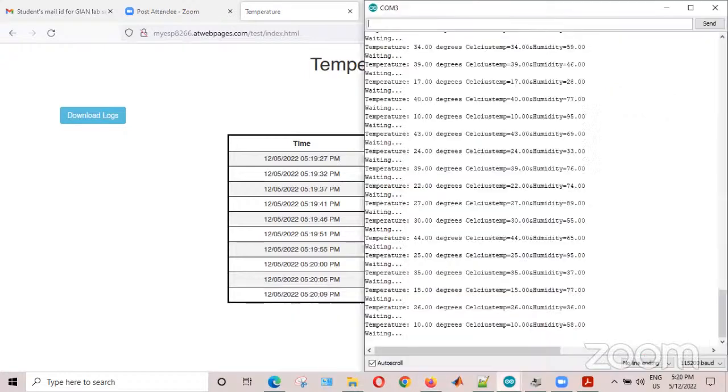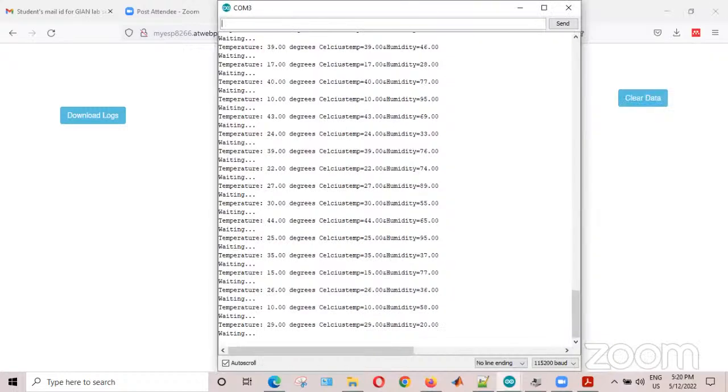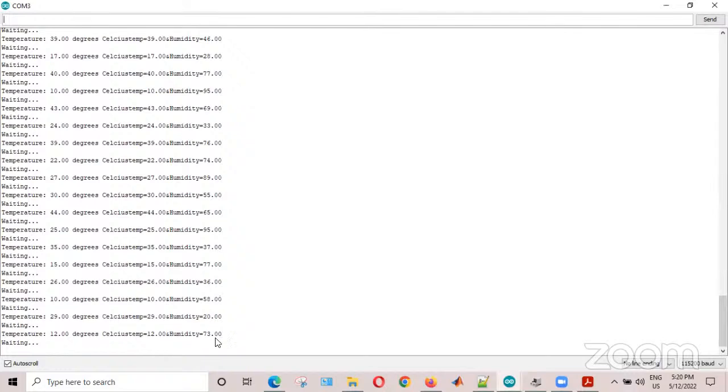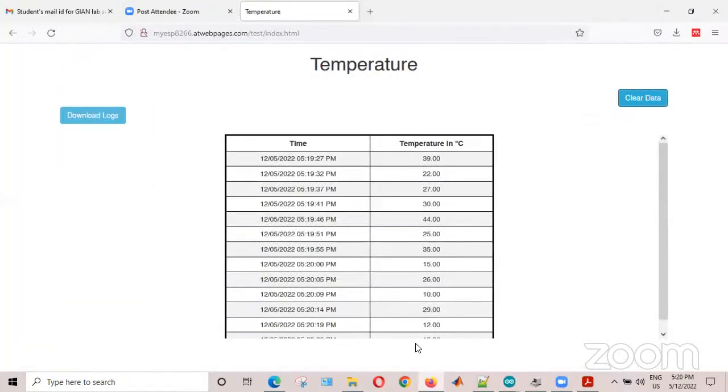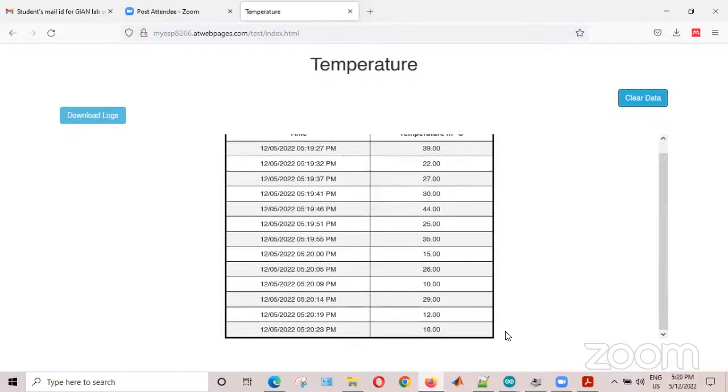So we can see it on the serial monitor also. In the serial monitor, the current temperature was 12 and humidity was 73, and on the screen it is the same 12, and it is only showing temperature data. Therefore, we can see 12 over here. So this was the project, and this is how we can implement a sensor based system using Node MCU.